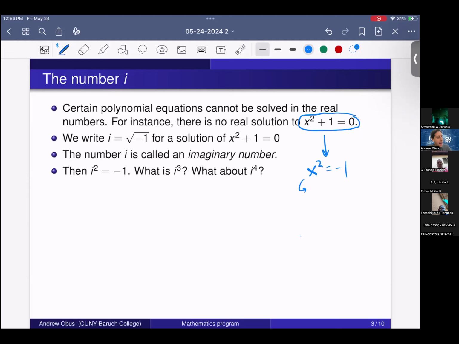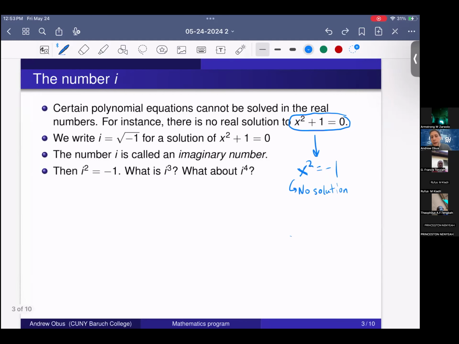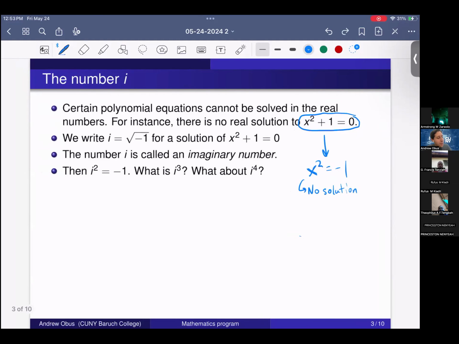So we might be tempted to just say this has no solution, but to be more accurate, we should say that it has no solution in the real numbers.